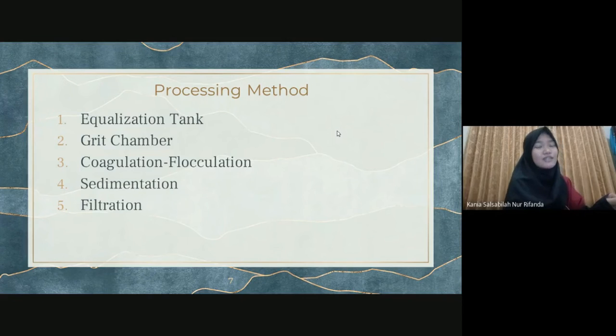And the last is filtration. The clear layer resulting from sedimentation is flowed to the filtration unit to reduce the total suspended solid level that is still contained in the waste.